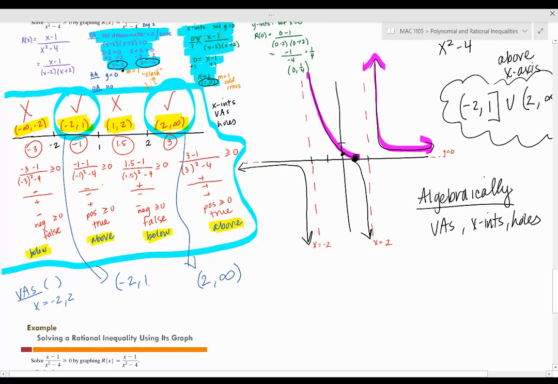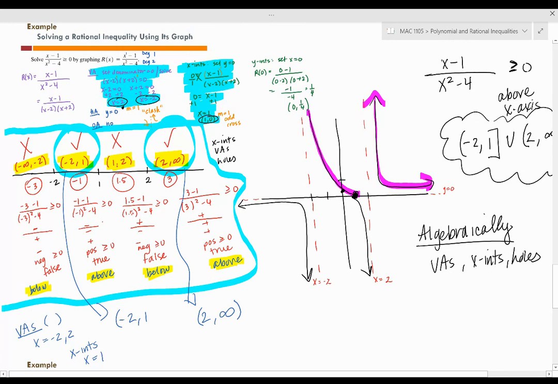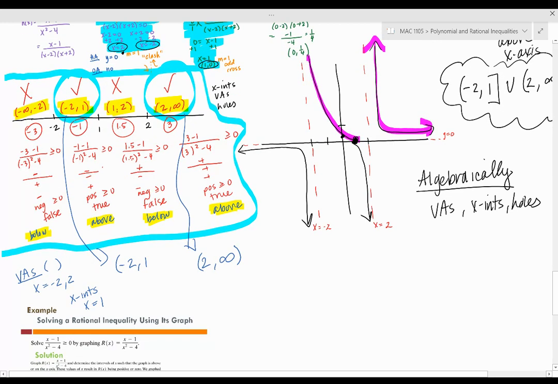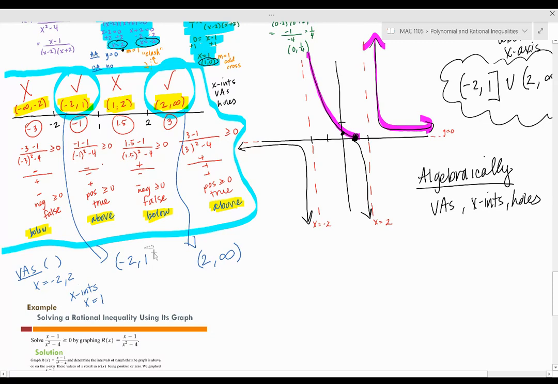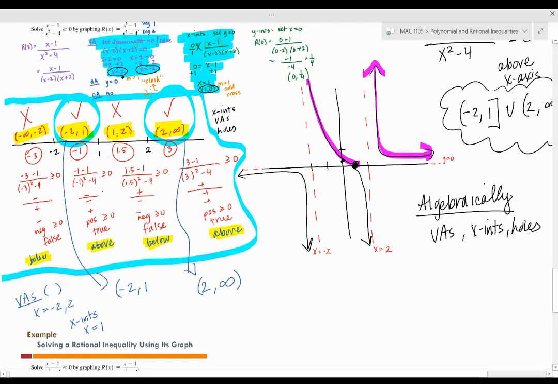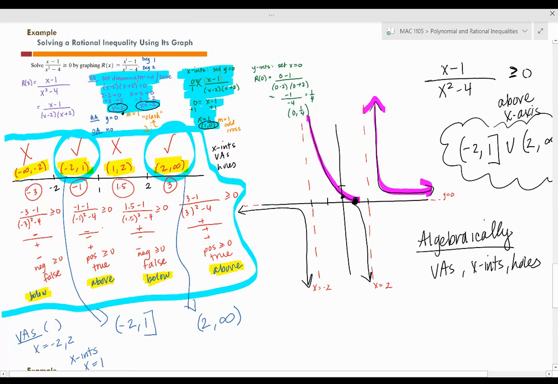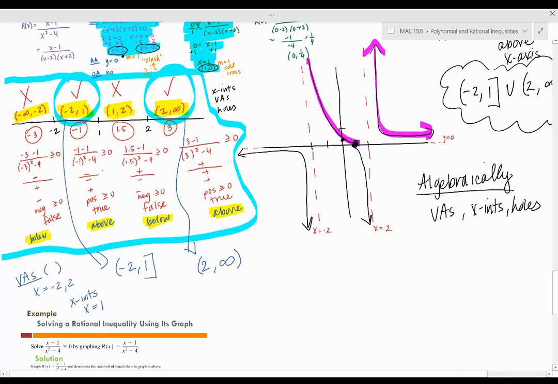So then I would have to look at 1. Well, 1 is an x-intercept, okay? So x-intercepts, depending on what your inequality symbol is, are either going to get a parentheses or a bracket. They could get either one. Now, because our inequality symbol was greater than or equal to, okay, and our x-intercept is actually where our function equals 0, 1 has to have a bracket, okay? If it would have been a strict inequality, it would have been a parentheses, okay?